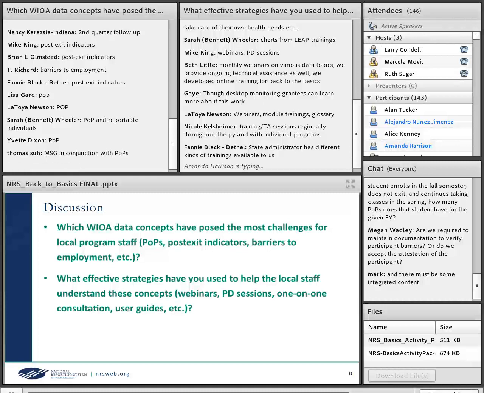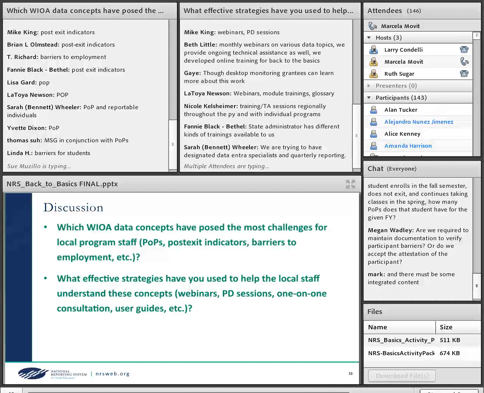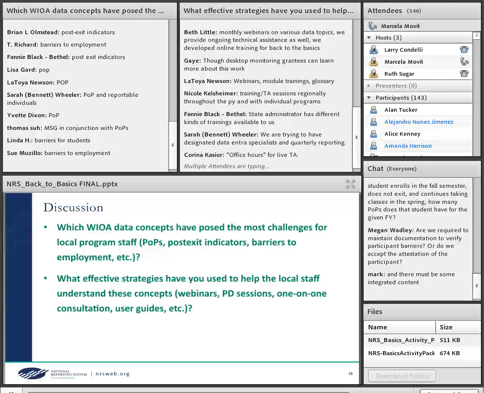So let's see, webinars, one-on-one trainings, okay, webinars, all of the above, so webinars, PD sessions, one-on-one, user guides, great. Targeted PD that's both pre-planned and on request, webinars, monthly meetings, okay, all right, helping your students understand that they have different goals, all right, and charts and the LEAP trainings. Wow, I'm so excited, Sarah, to hear that you still find our older NRS trainings to be helpful for your teachers and for your local program staff.